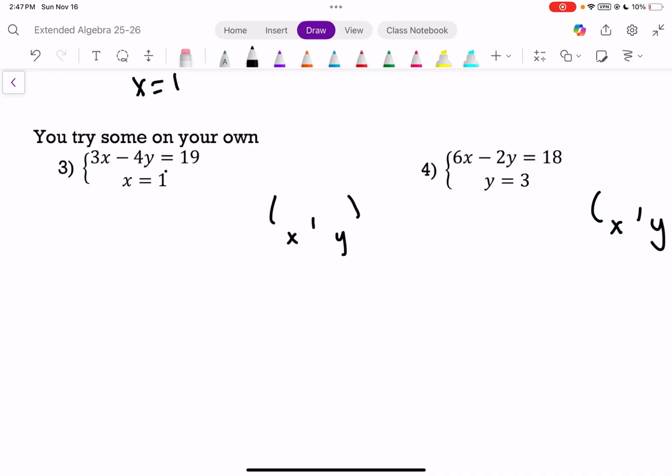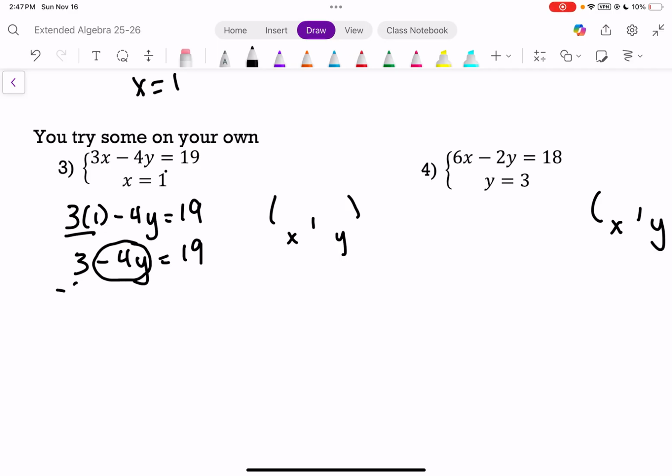All right, so we're going to replace x with 1 here. So 3 times 1 minus 4y equals 19. That 3 times 1 simplifies to 3. So I would have 3 minus 4y equals 19. I'm going to keep that negative 4y where it's at, and I'm going to get rid of that 3. So I'm going to subtract 3. Negative 4y would equal 16.